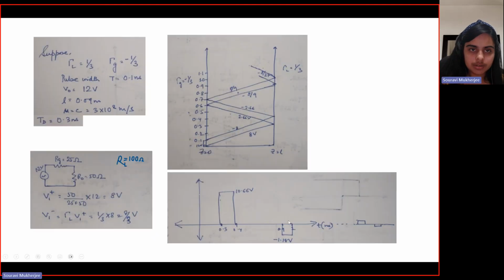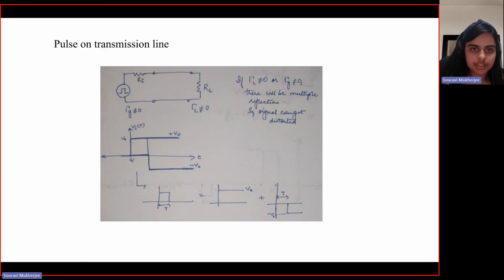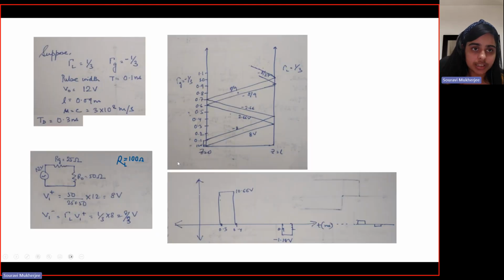Okay. Now, the question we're trying to address is, suppose you have a non-zero reflection coefficient at both ends, at the source end and at the load end. You know what RL is, you know what RS is, or if you know these values, you can try to find them. Given this condition, what happens to the signal? We'll try to understand that using an example.